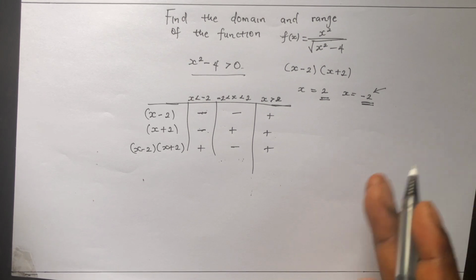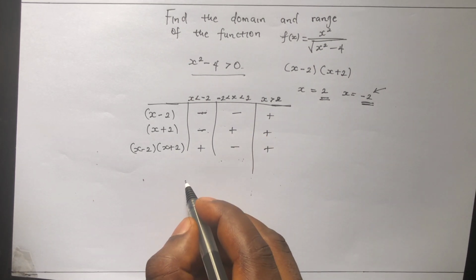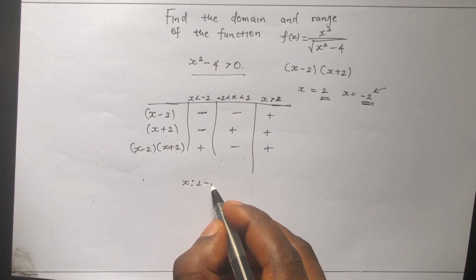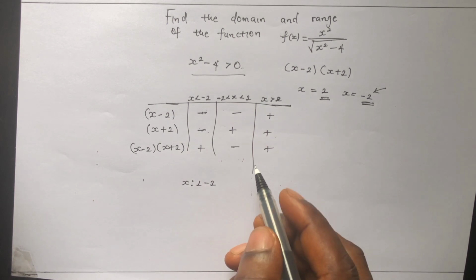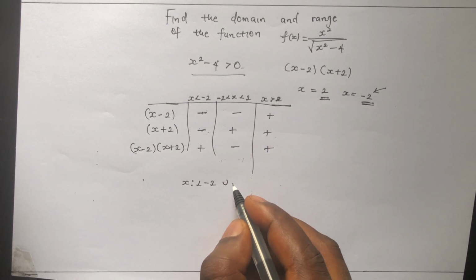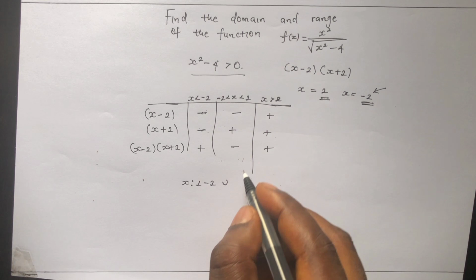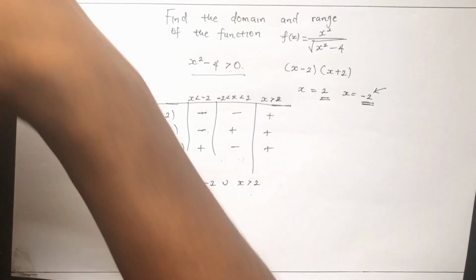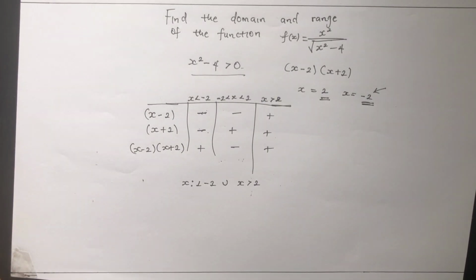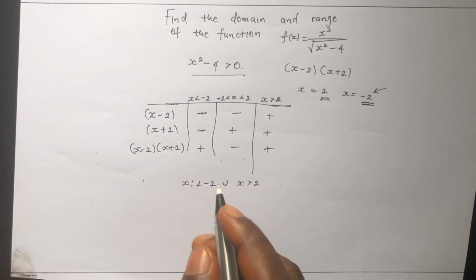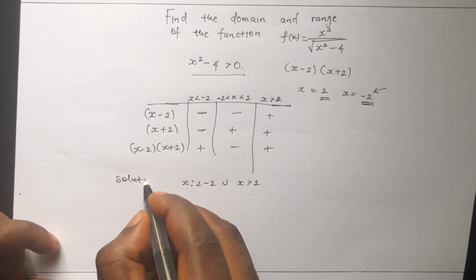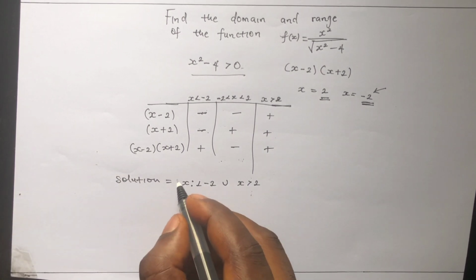So the solution to this problem is x such that x is less than negative 2, which is exactly what we have here, union, and x is also greater than 2. This is the exact solution to this problem that we have. So the solution to this problem will be equal to this.